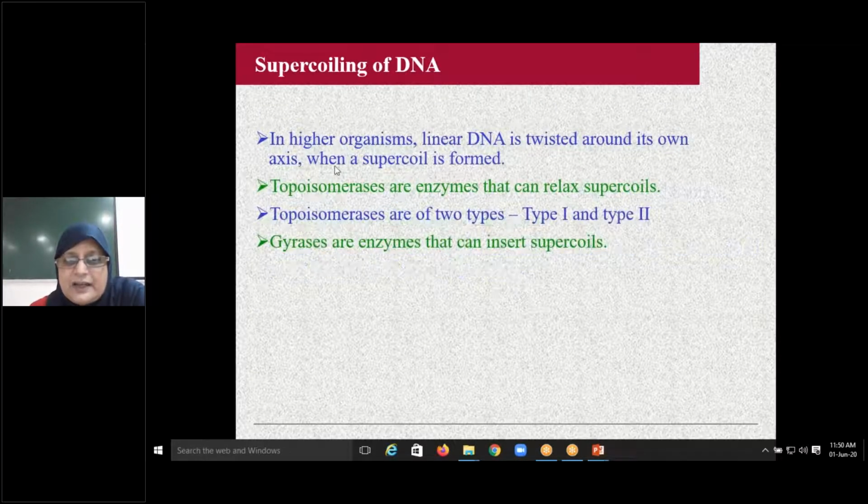So supercoiling: in higher organisms, linear DNA will be twisted around its own axis. So they form a supercoil. And this relaxation of the supercoil occurs with the help of some enzymes that are known as topoisomerases, which are of 2 types, type 1 and type 2 topoisomerase.